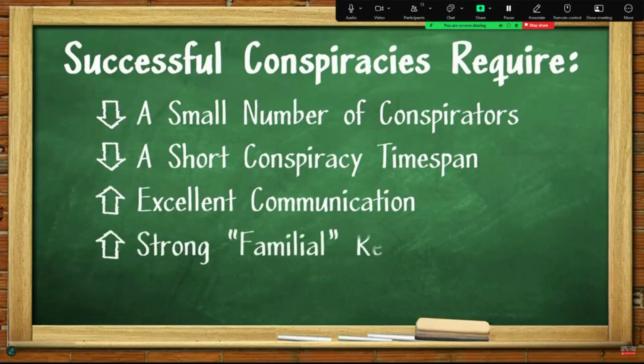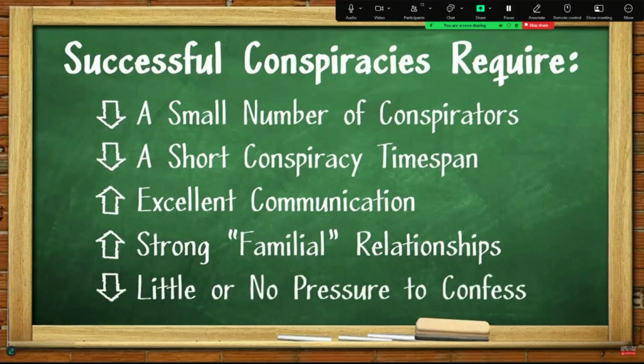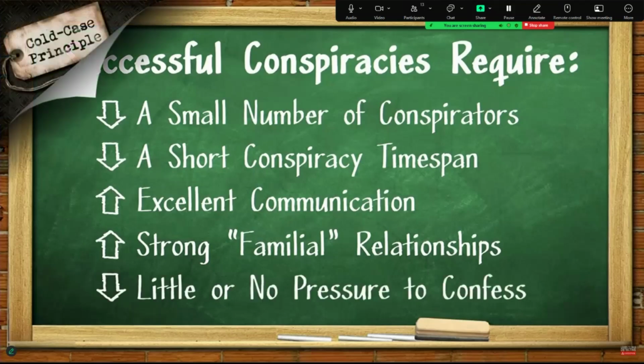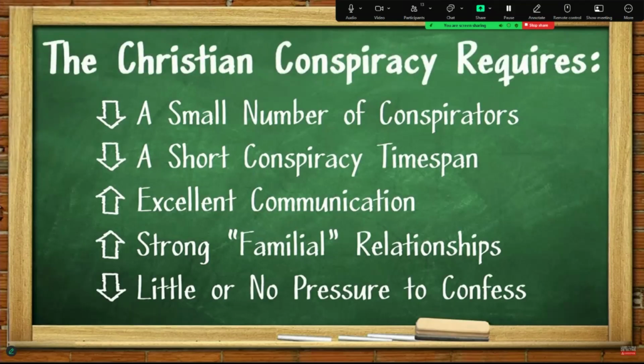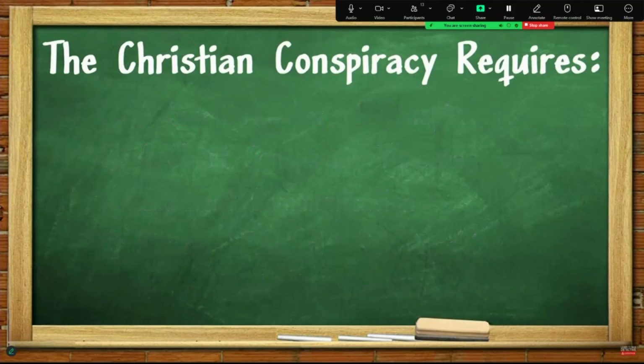4, if you've got a close familial relationship with somebody, there's a better chance you're going to protect that person than if you don't. And 5, if you can avoid pressure, this can go on forever. If no one's asking questions, no one's going to catch it. These are the 5 things that are needed to successfully complete a conspiracy. If you're telling me that the Christian disciples were lying about the resurrection, then they have to have these 5 things. And if you ask me, already it's too big a group.